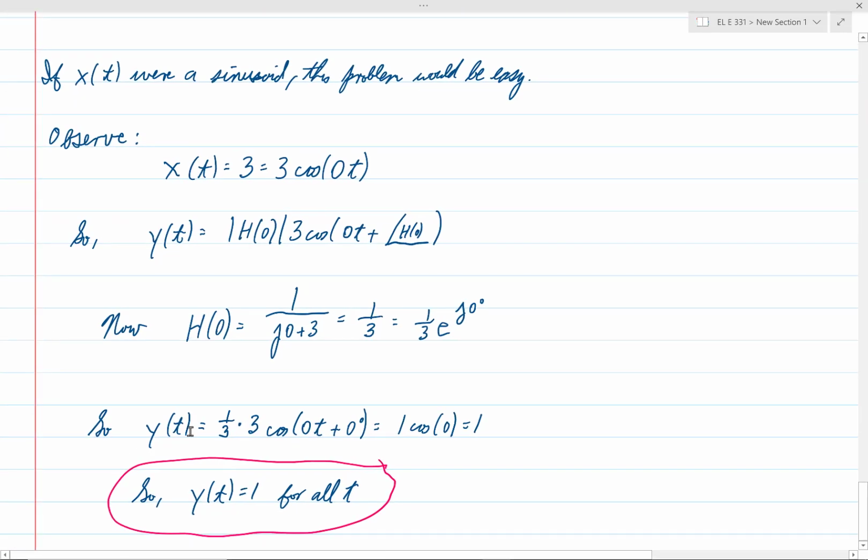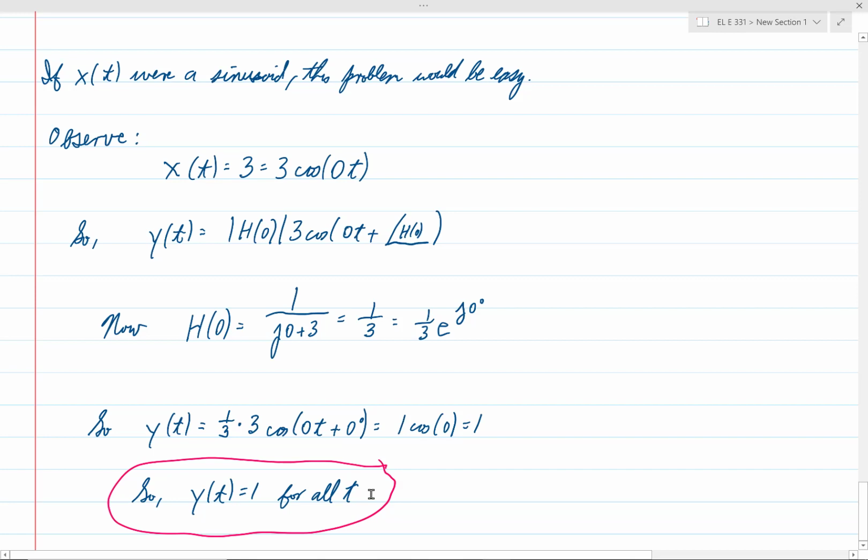So that means the magnitude of h of 0 is 1/3, the phase of h of 0 is 0 degrees, and therefore y of t is equal to the magnitude of h of 0, which is 1/3, times 3 cosine 0t plus the phase of h of 0, which is 0 degrees. And so 1/3 times 3 is 1, and then 0t plus 0 degrees is just 0. Cosine of 0 is 1. 1 times 1 is 1. So y of t is equal to 1 for all t. And that shows you how to do a problem of that type where you know the frequency response and you have a constant input.